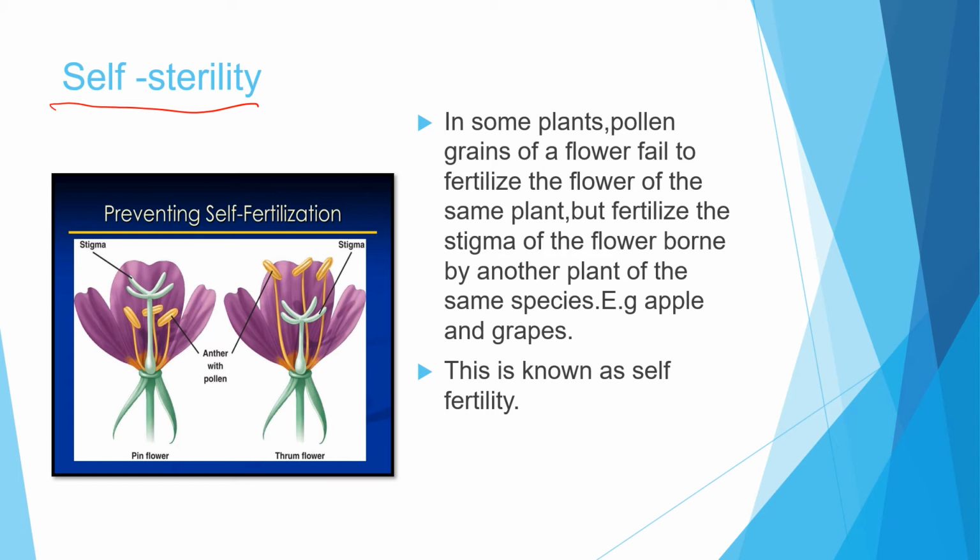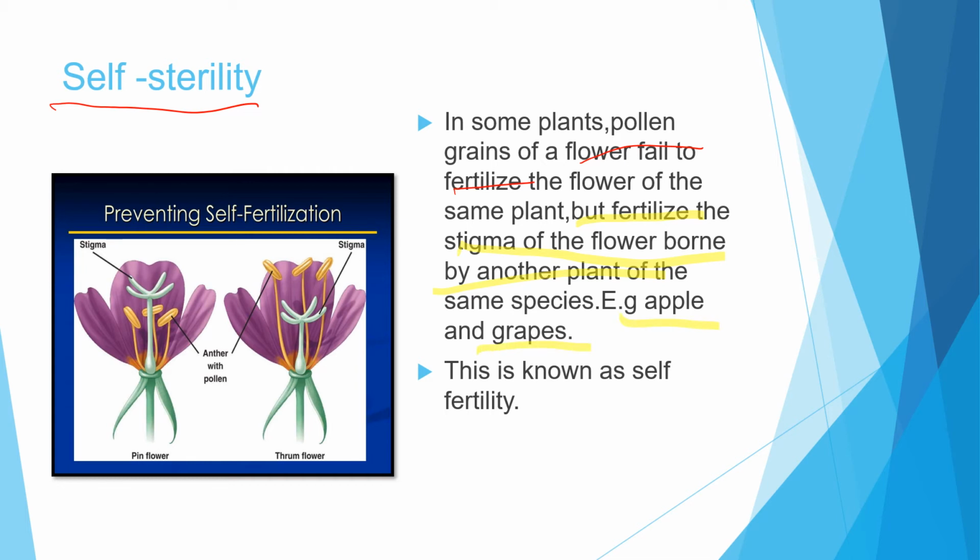In some plants like apples and grapes, the pollen grains of a flower fail to fertilize the flower of the same plant, but they fertilize the stigma of a flower borne by another plant. So they fail to fertilize the same plant, but every time they help the other plant get fertilized. They are fertilizing the stigma of another plant of the same species. Obviously an apple plant will not fertilize a plant of a different species like grape.